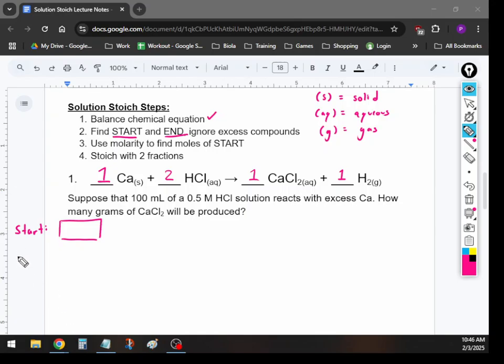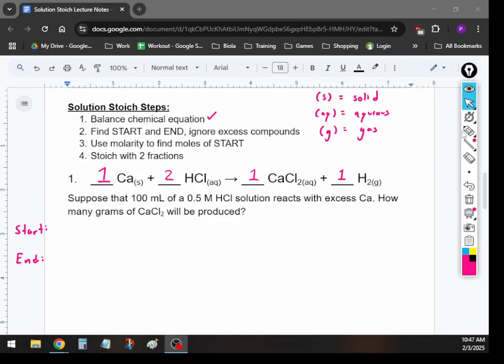Okay? And then after that, I want you guys to find the ending chemical. This is the one that it's asking you to find. So see if you guys can figure that out by reading the problem. Read the problem and identify your starting and ending chemical. So try that out.